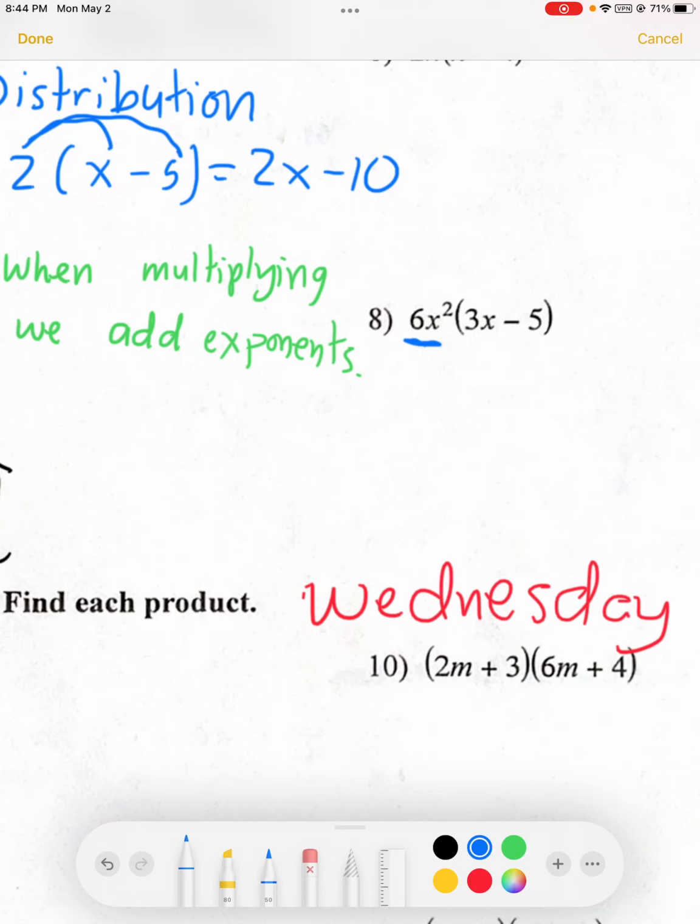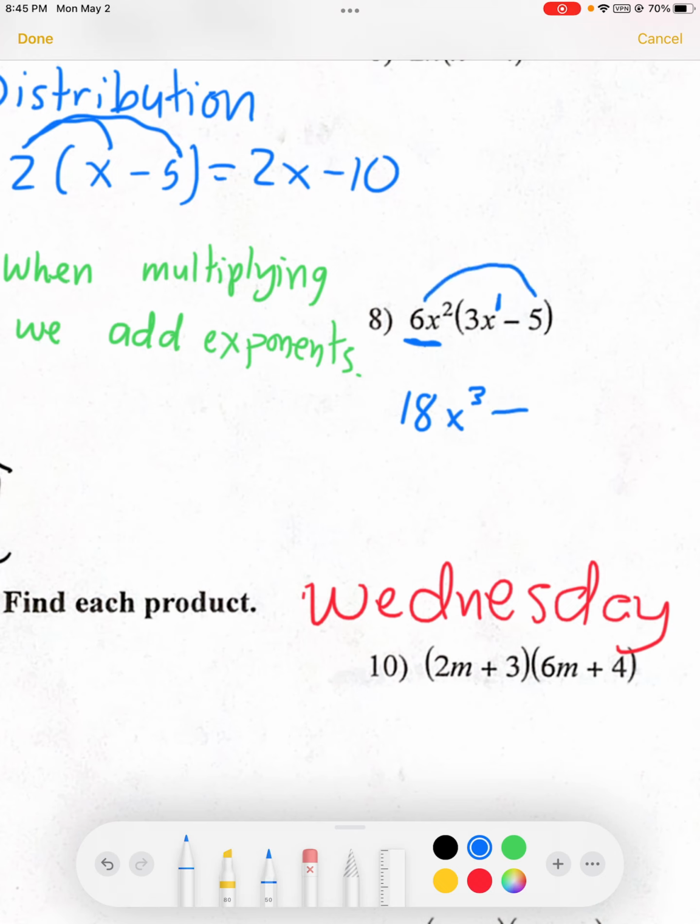So we're going to multiply the numbers together. 6 times 3 becomes 18. And x squared times x, well, we can go ahead and use a rule. When multiplying, we add exponents. If there's nothing else written there, we can always assume that there is a 1. So x squared, 2, plus x to the first, 1, is going to become x cubed.